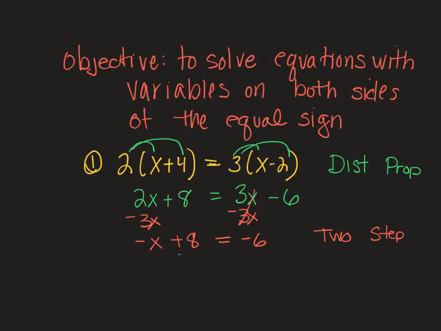The first step I see is this positive 8. Going to subtract 8 from both sides. That positive 8 and negative 8 cancel out, leaving me with negative x is equal to negative 14. I'm now down to a one-step equation. And that one step is that the coefficient here is actually a negative 1. And so therefore, to get to the answer, I'm going to need to divide both sides by negative 1 to get the answer x is equal to 14.